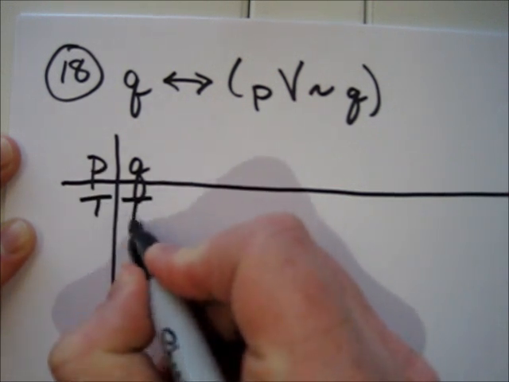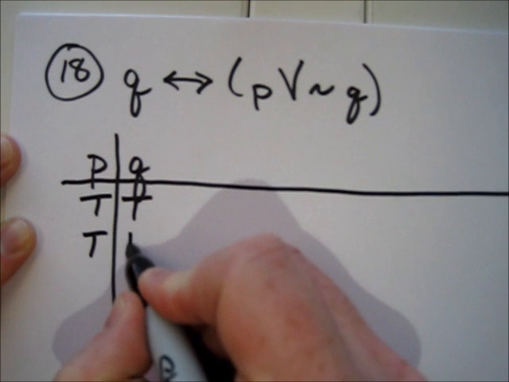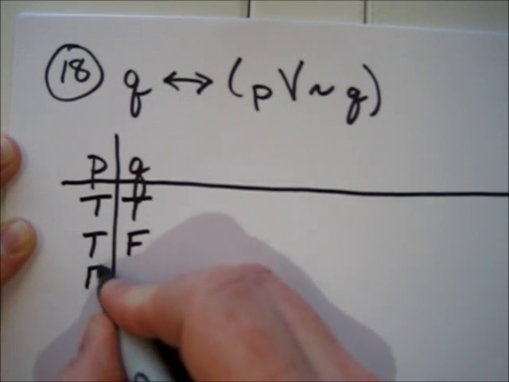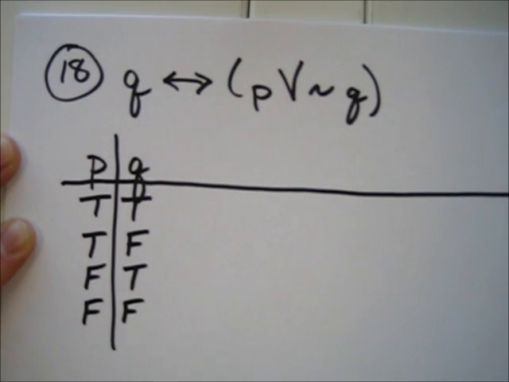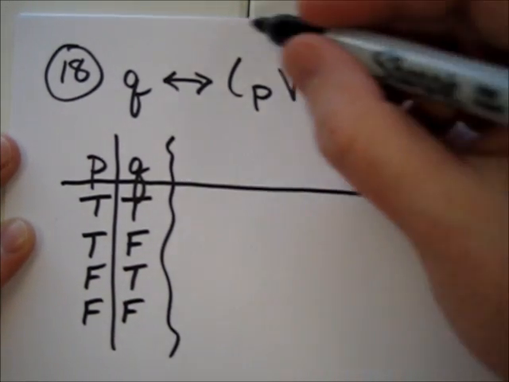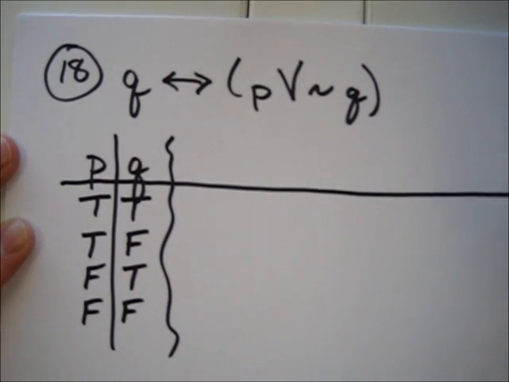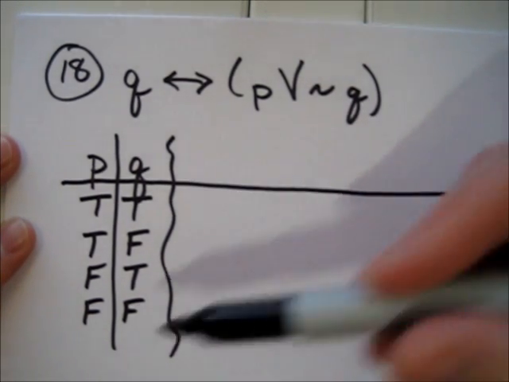So they could both be true. P could be true and Q false. P could be false and Q true, or both could be false. And then our object is to figure out what's the value of this entire statement depending on the truth values of P and Q.